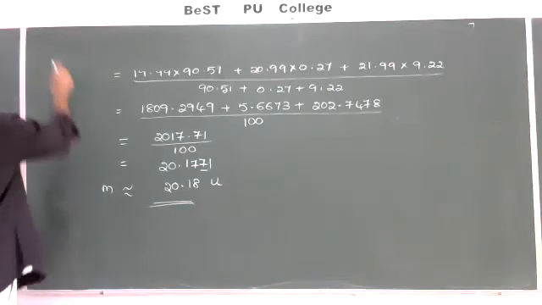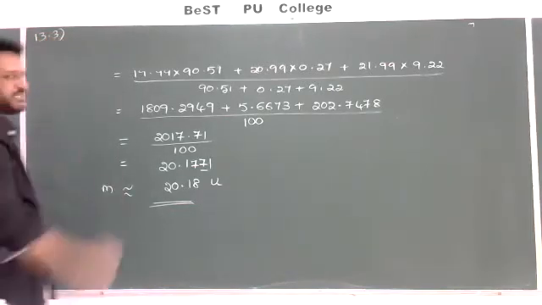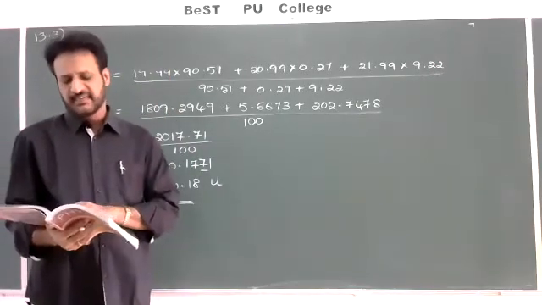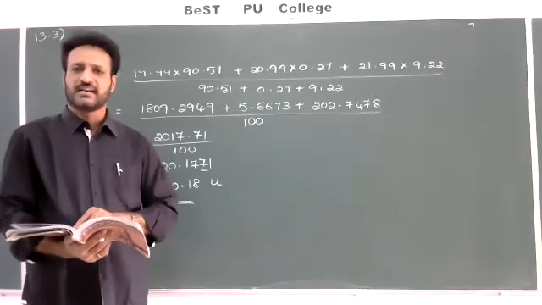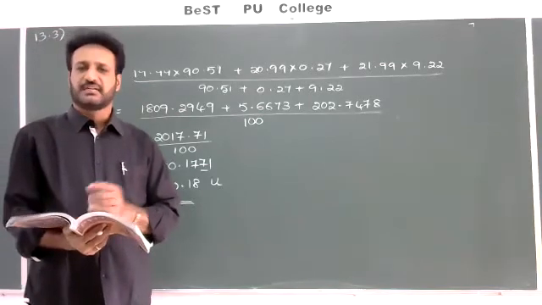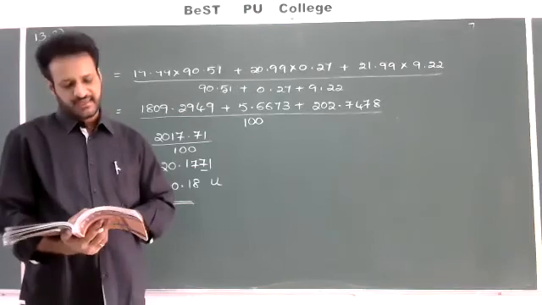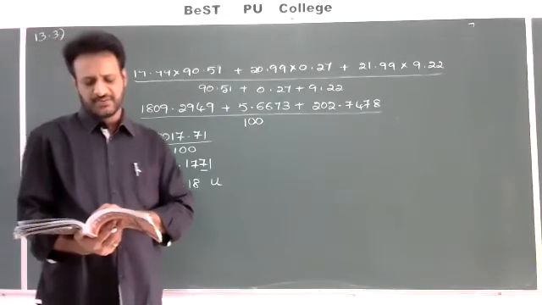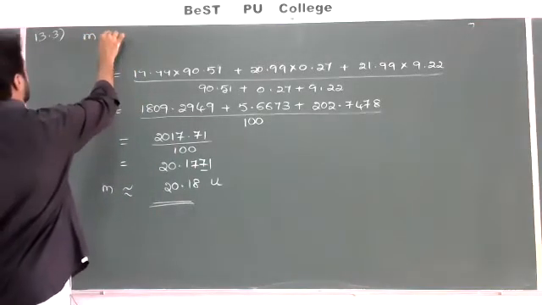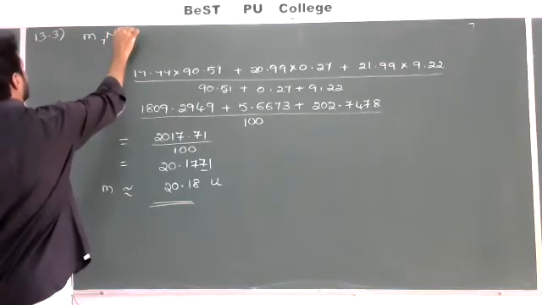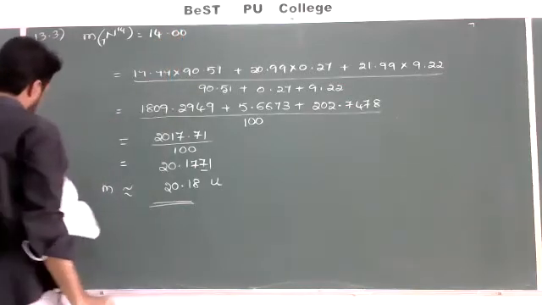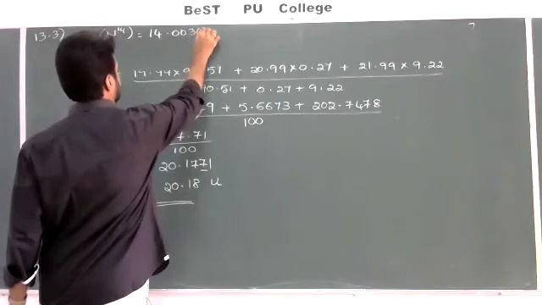Next one, 13.3, problem number 3. I'll read the question. Obtain the binding energy in MeV, mega electron volt, they are asking. Obtain the binding energy in MeV of the nitrogen nucleus, with atomic number 7, mass number 14, and the given mass of nitrogen 7N14 is equal to 14.00307 AMU.